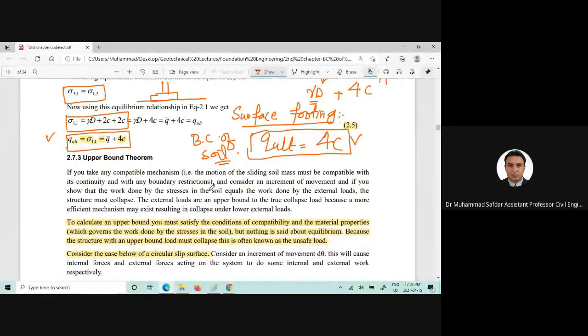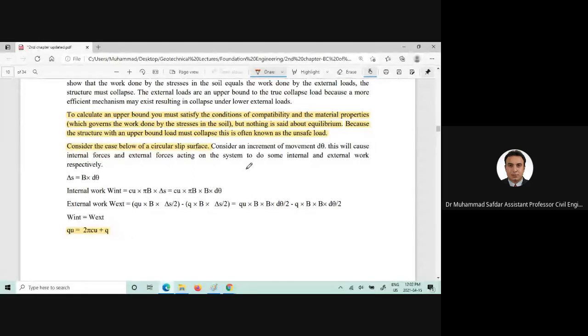Okay. Now for the upper bound theorem, we can also make an estimate that there is a true failure load. Now that true failure load will be greater than the solution which we are getting from the lower bound. Sorry, this is the lower bound. So we are trying to estimate the bearing capacity or the failure load. Now this is the upper bound solution. In the upper bound solution, this will be greater than the true failure load for that particular soil. And for the case of the lower bound solution, the true failure load would be greater than the lower bound solution.